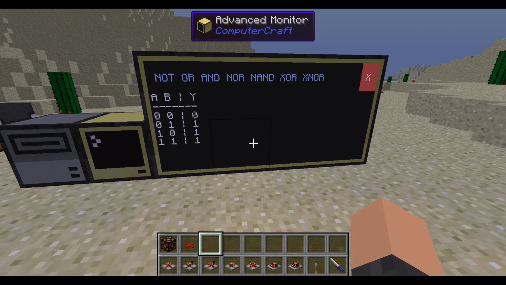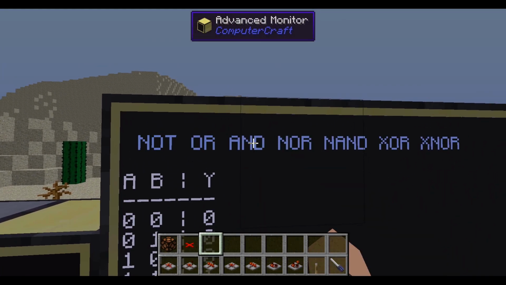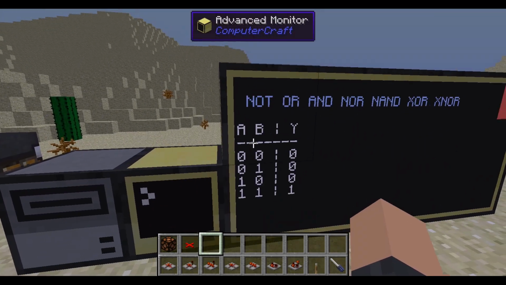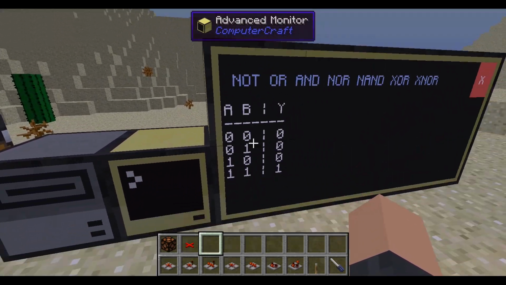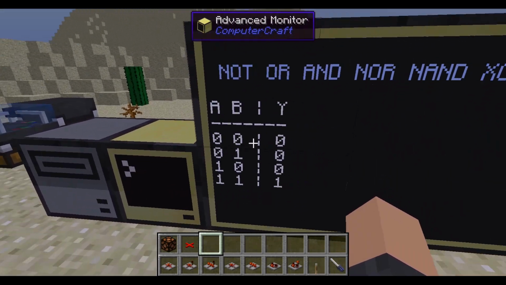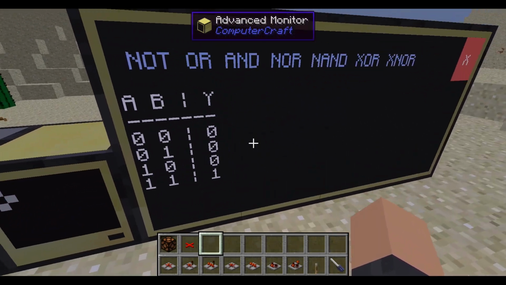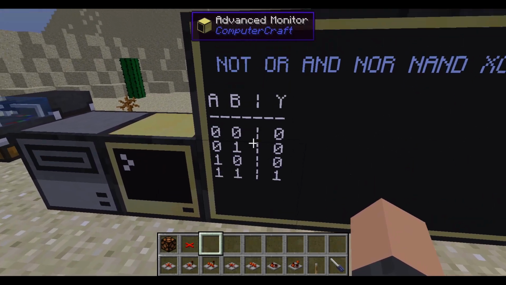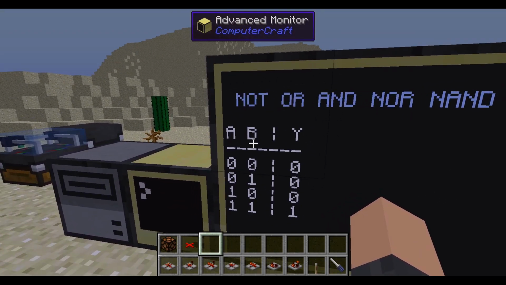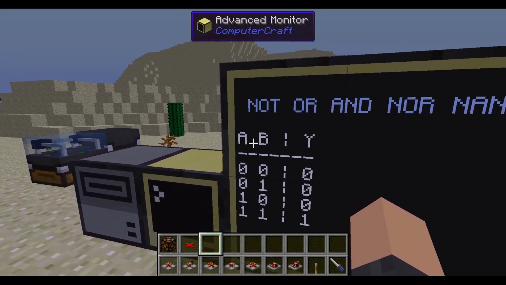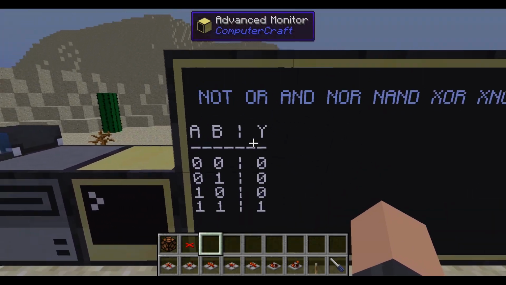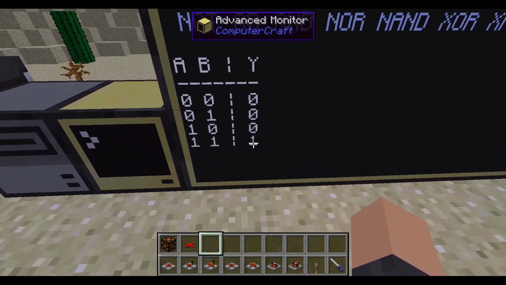The next gate is the AND gate. Same deal as the OR gate: it's got two inputs, and these are all the possible configurations for those inputs. An AND gate only outputs when both inputs are on. So when input A and input B are on, then the output will be high.